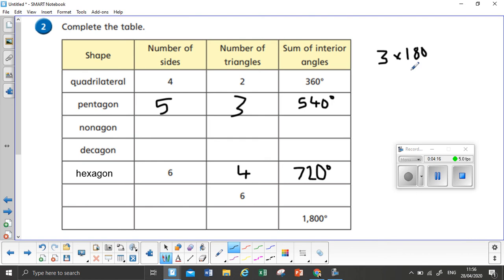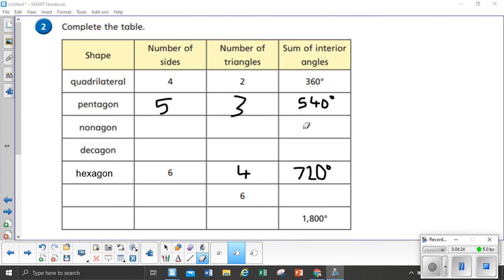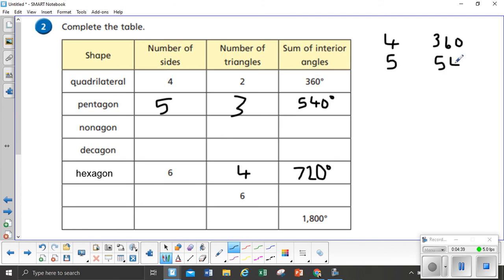Okay. I'll just put this bit out. So in a 4-sided shape, the angles equal 360. In a 5-sided shape, that equals 540. In a 6-sided shape, that equals 720. Okay, each time I'm adding 180.